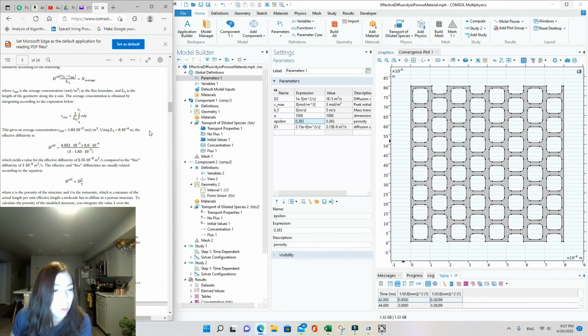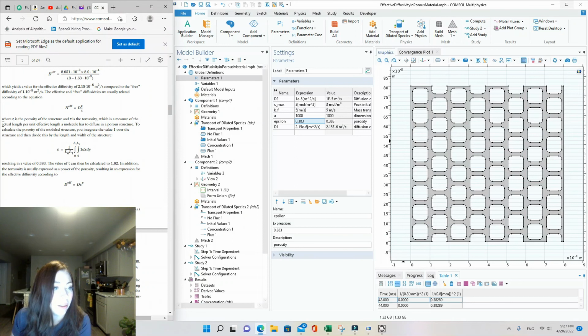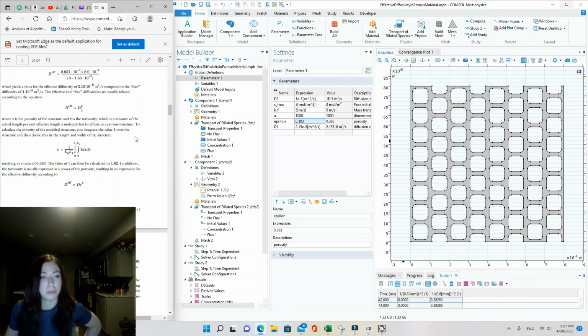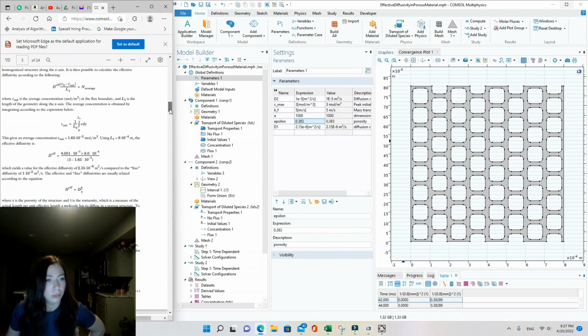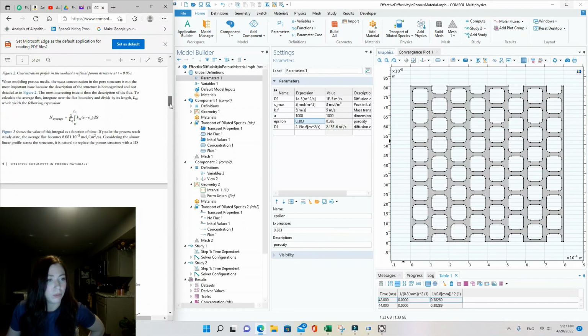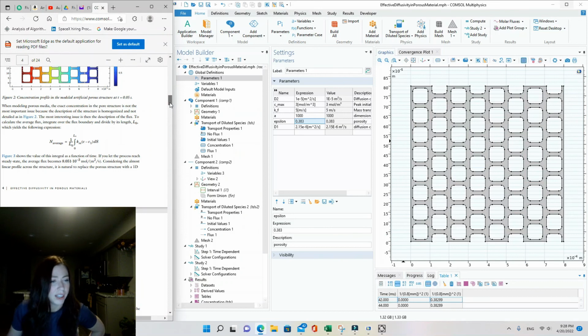So they sort of do some hand waving here. Epsilon is the porosity of the structure and tau is the tortuosity, which is a measure of the actual length per unit effective length a molecule has to diffuse in a porous structure. So we found epsilon to be 0.383. The value of tau can then be calculated to 1.62, but they just sort of provide it. They don't say where that came from, and I could not find it online.